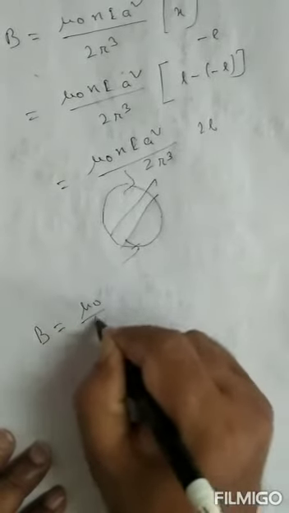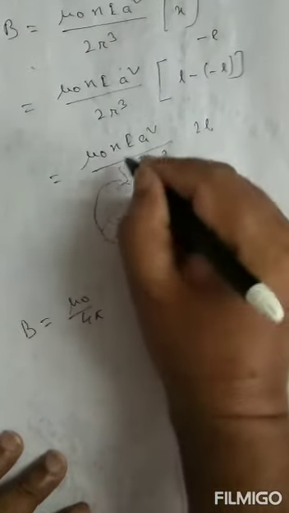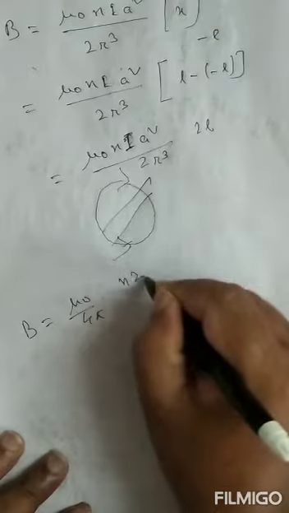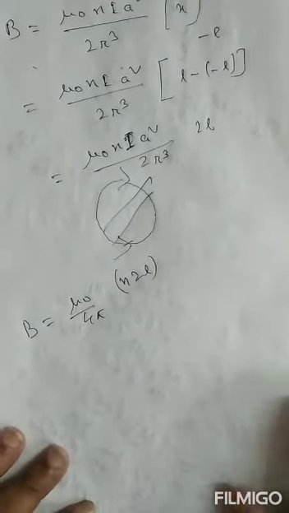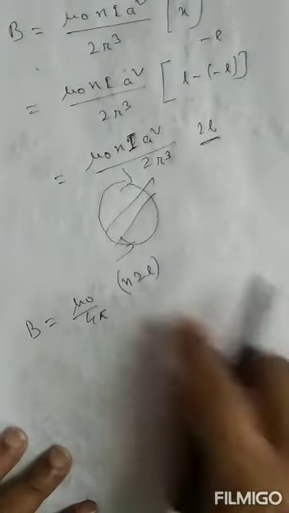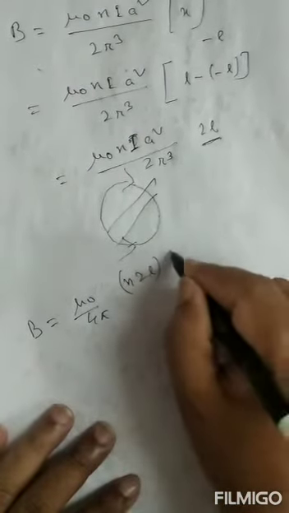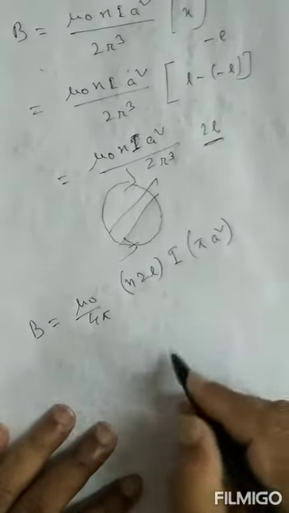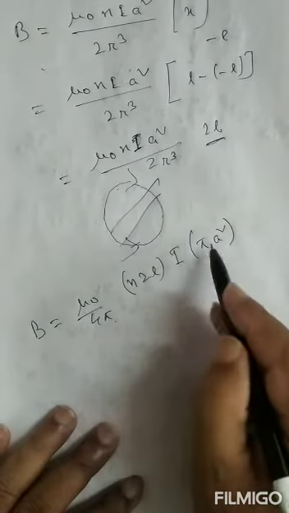B is equal to mu 0 by 4 pi. This is the current. N into twice L, where small n is the number of turns per unit length. Twice L comes from here; twice L is the length. So this term gives us the total number of turns of the coil. So this is current I. I put pi A square. Initially there is no pi, I have written pi here, so I have to write pi here as well.